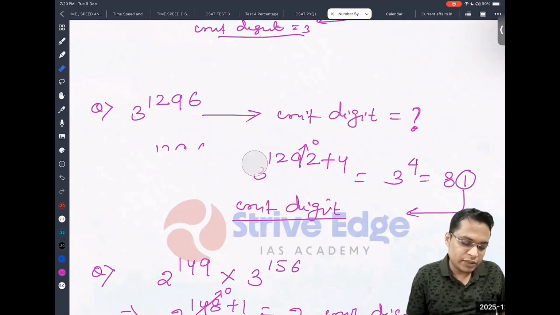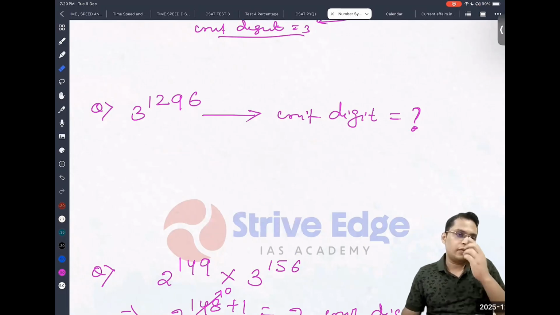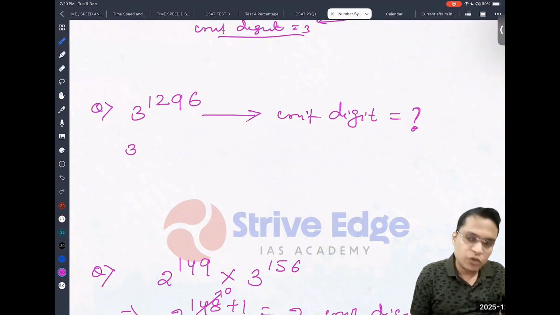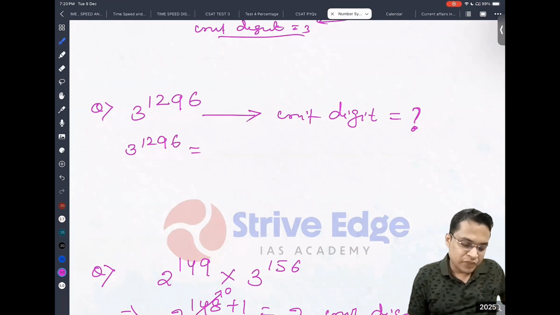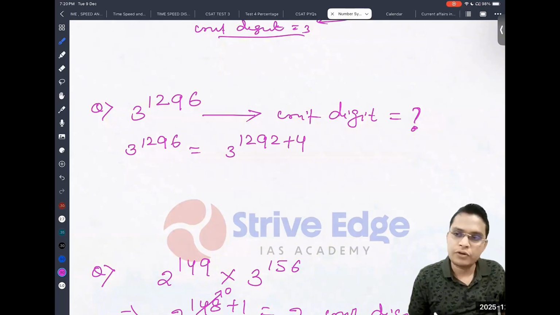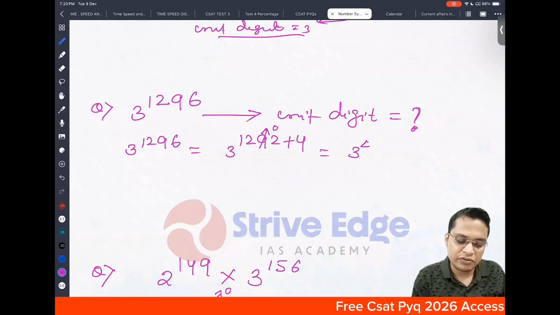So next is to find the unit digit of this number. Again, the unit digit of 3 also follows a cyclicity of 4. So we need to convert this number into a multiple of 4 plus something. So I can write this number, 1296, as 3 to the power 1292 plus 4. Okay, and this is a multiple of 4, so we need to eliminate that. So now it is 3 to the power 4.